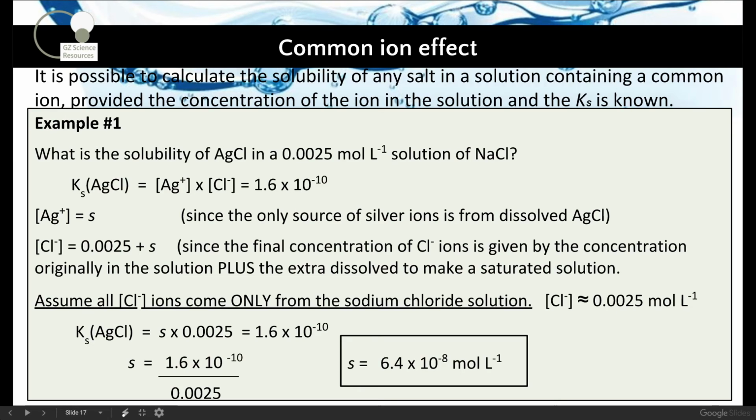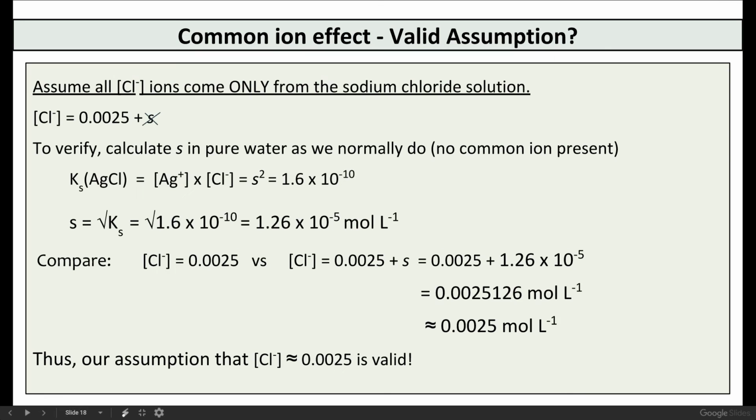Let's prove that this assumption is valid. So I made an assumption that all chloride ions only come from the source of the salt water. Let's verify if that's true. To do that, let's figure out how much would actually be contributed from the silver chloride in fresh water. So no common ion present, okay? So we know the Ksp constant, same value we used last time, and it's equal to S squared in a 1-to-1 ratio. So when we rearrange it and take the square root of the Ksp value to find S, we find the concentration is 1.26 times 10 to the negative 5 moles per liter. Very small. It's like 100th of a millimole per liter.